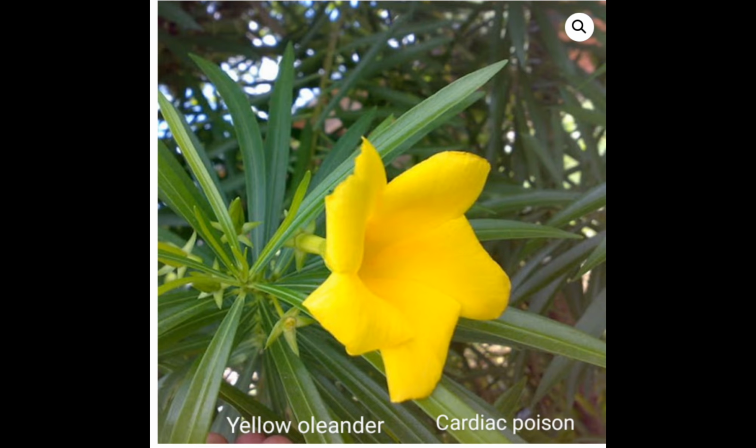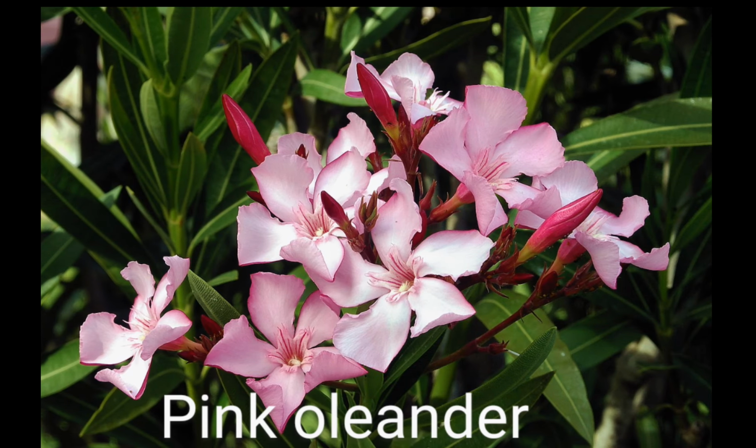Then next we have the yellow oleander. Yellow oleander is a cardiac poison. This is pink oleander.